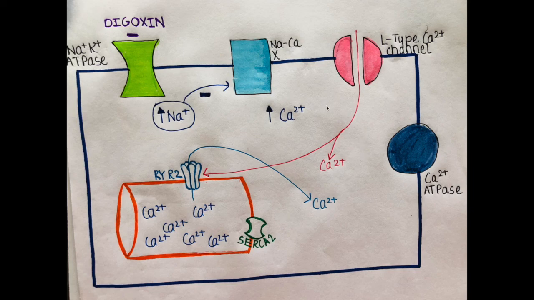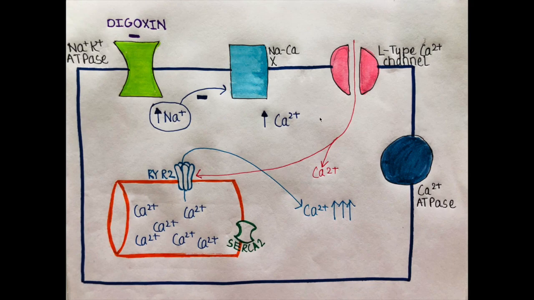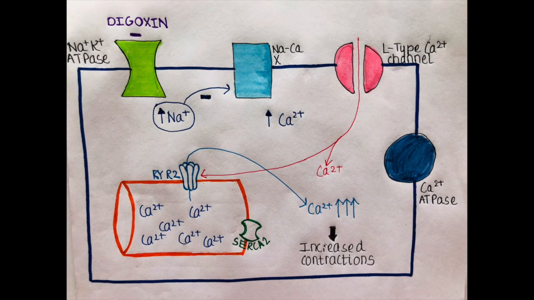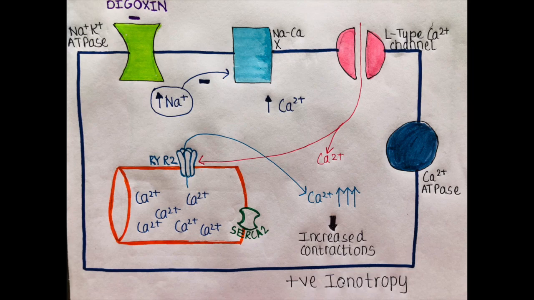More the calcium, more the contractions, and we know that since we've blocked the exit of calcium ions from the cell, calcium levels will remain elevated, so it will cause more contractions. That is, an increased number of contractions will occur because more calcium ions are present, and this will result in positive inotropy.